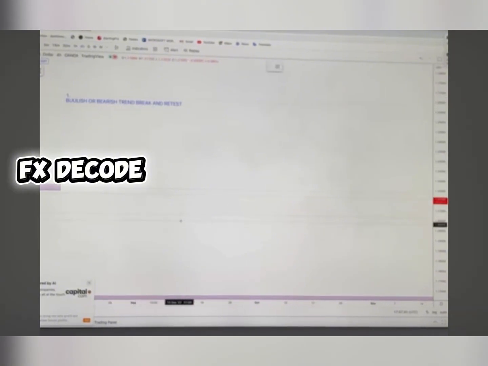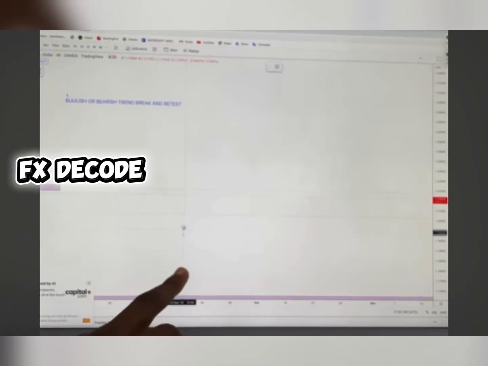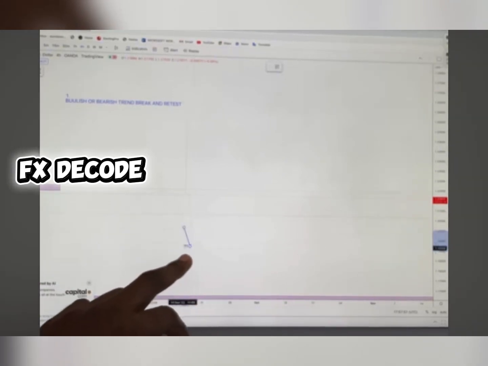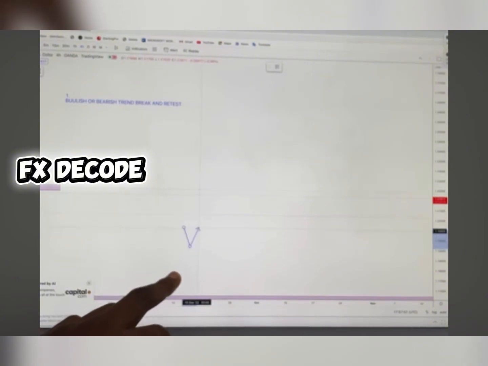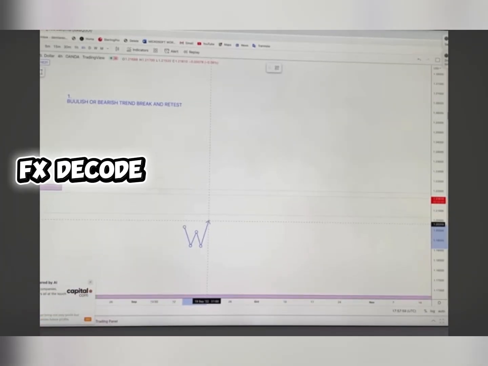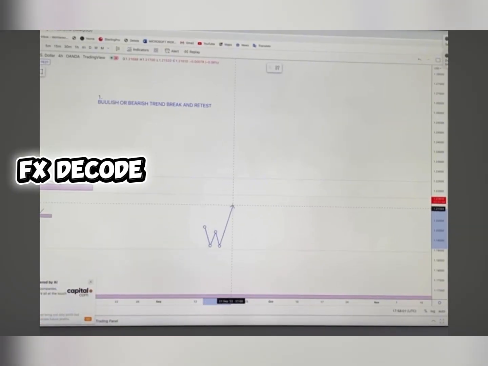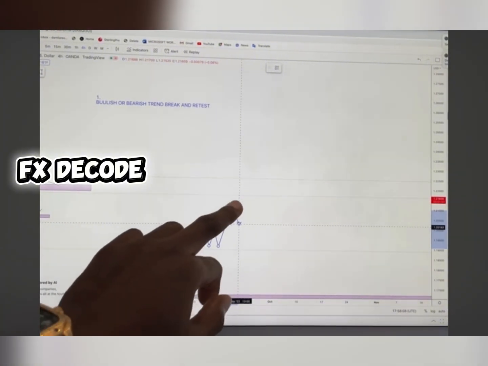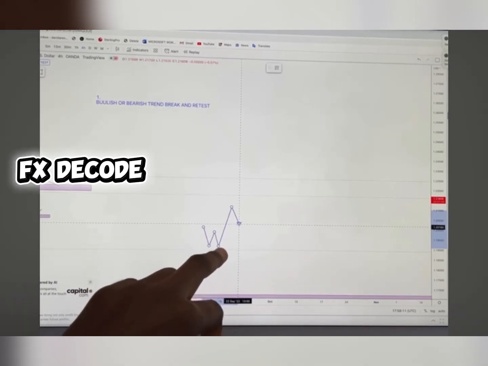In the break and retest strategy, we're under the trending market, simply like this. When you see a reversal, when the market is starting a major reversal, let's say we have a major reversal here, starting with a double bottom, and the market is pulling up. We have the first higher high.